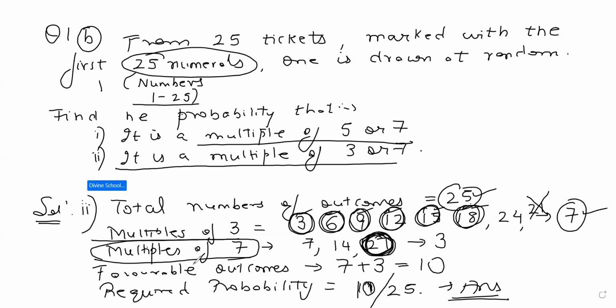I'm repeating it again. Multiples of 7 are 7, 14, 21. So 7 outcomes there, 3 outcomes there, total outcomes 10, required probability is 10 by 25. Okay. So hoping students have understood this. Then let's quickly move forward to the next question. Okay. So we are done with question number 1 now. Let's look at question number 2.